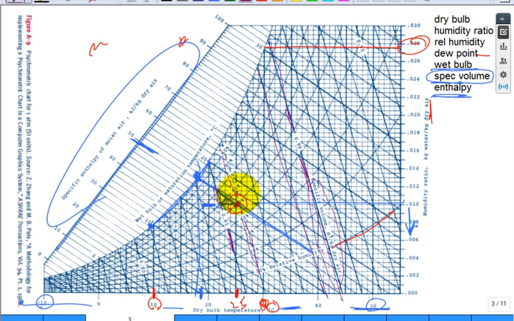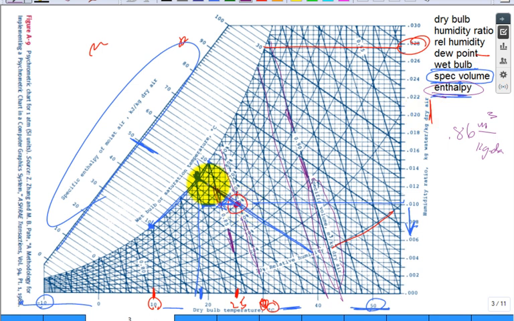What is my specific volume? 0.86. What are the units? Meter cubed per kilogram of dry air. Reciprocate that, and I have the density of dry air. Okay. The last one is my mixture enthalpy.